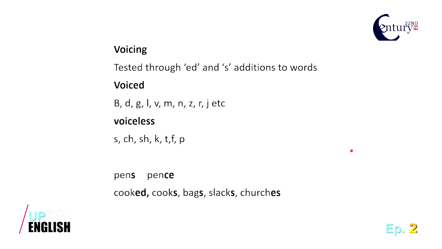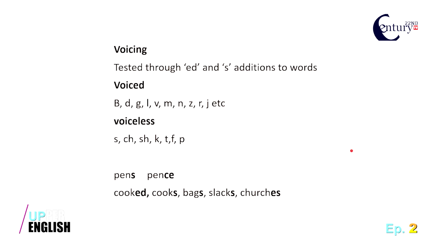Example, we have bag. That word ends in a voiced sound, g. So if you want to make this one past tense, example, bagged, what happens? The final sound still ends in the g, and g is voiced. So adding ed, the ed will be d.